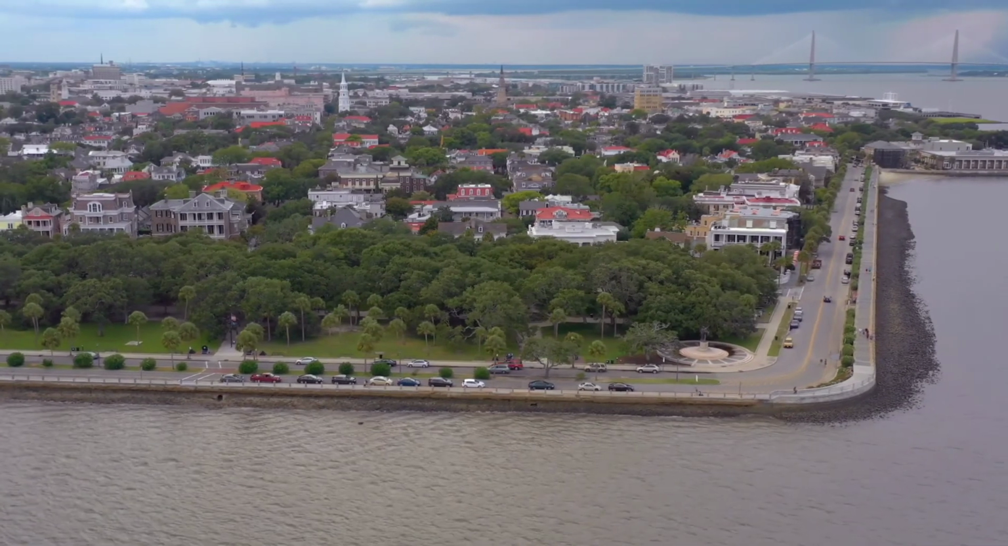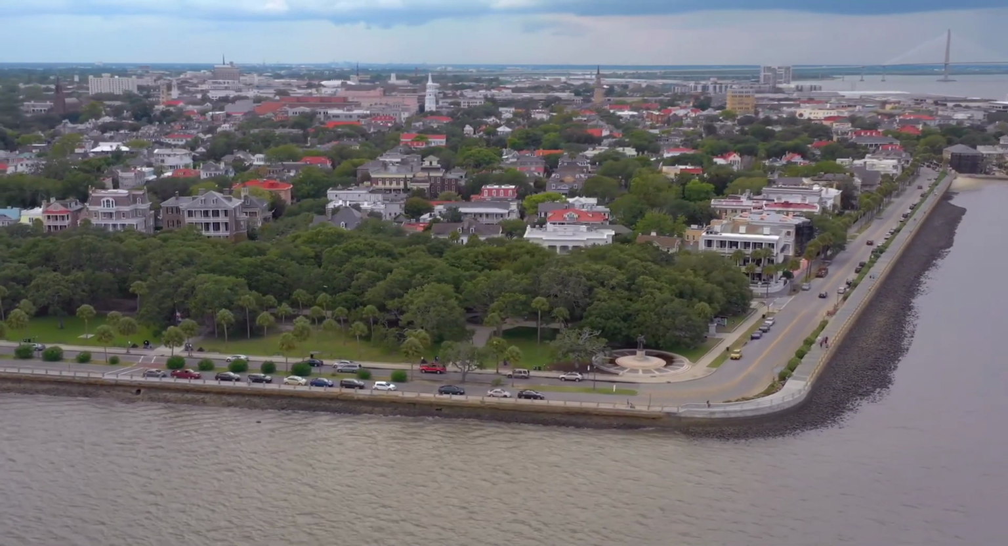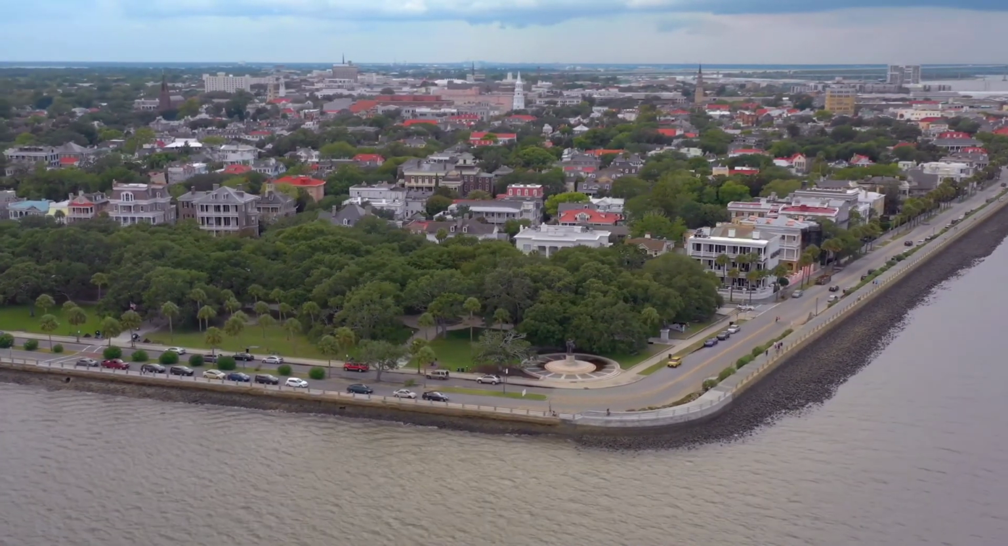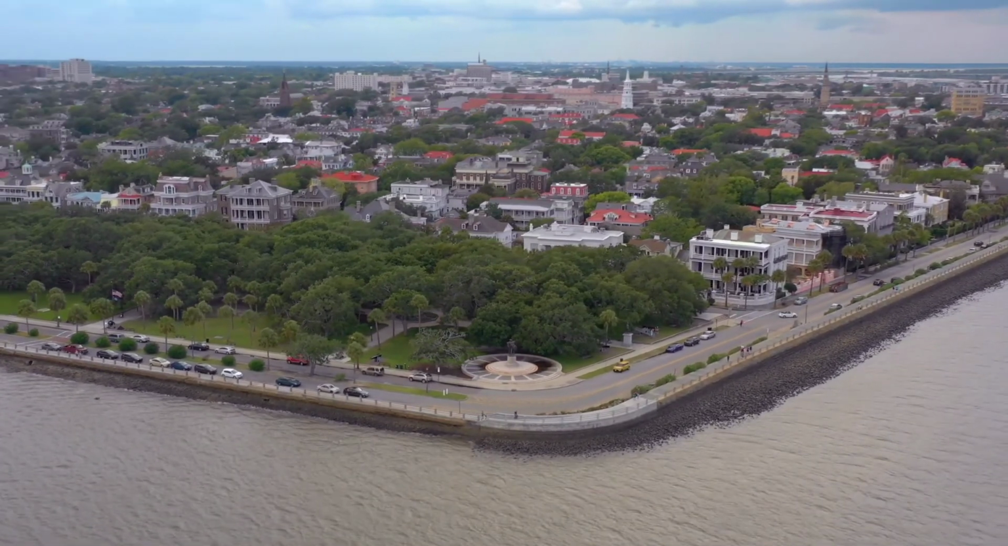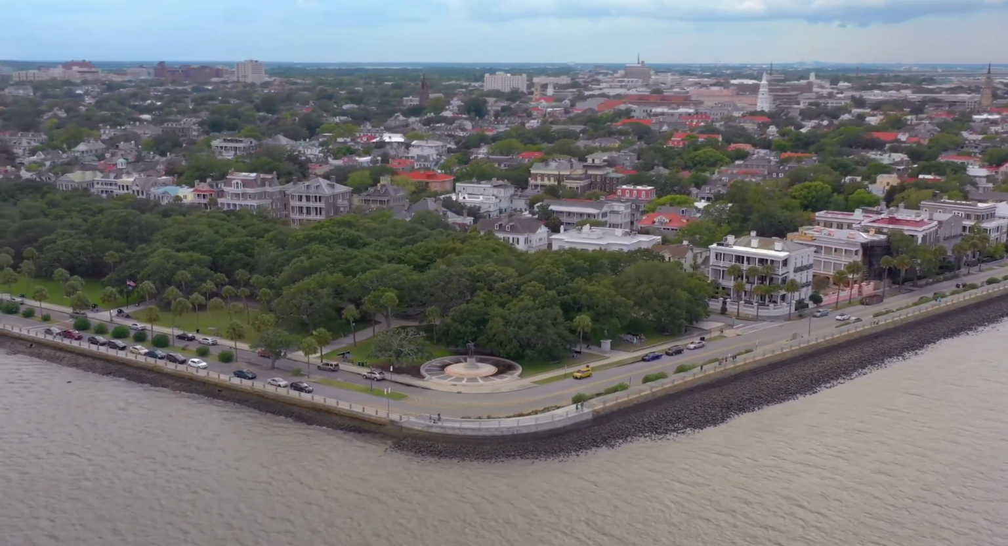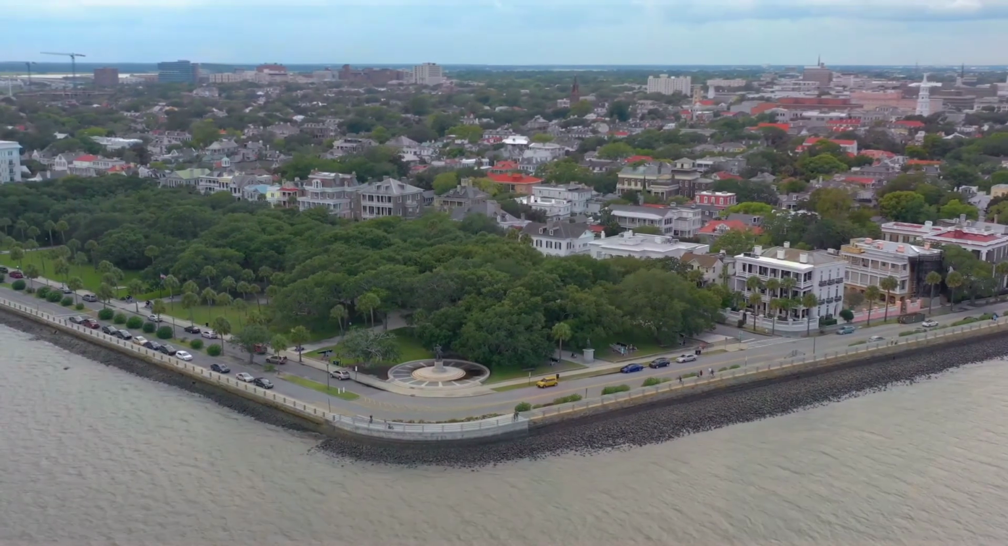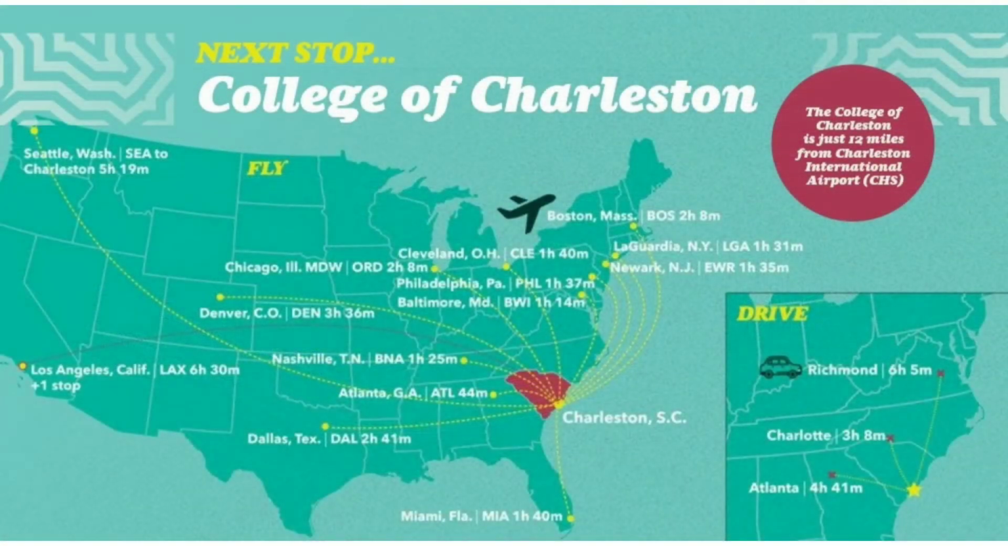I'm the Director of International Admission here at the College of Charleston, and I'm here to tell you, as Next Genius applicants, more about the application process and how to get here. The College of Charleston is located in the state of South Carolina, and you can see our state highlighted here on this map of the US. And we are located in the southeastern portion of the United States.